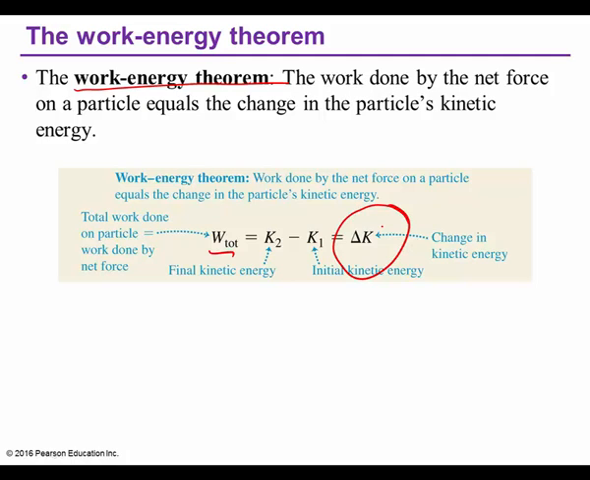So, if my car is slowing, the total work will be what? If I'm moving along at 20 meters per second and I slow to 10 meters per second, my total work will be what? Positive or negative?